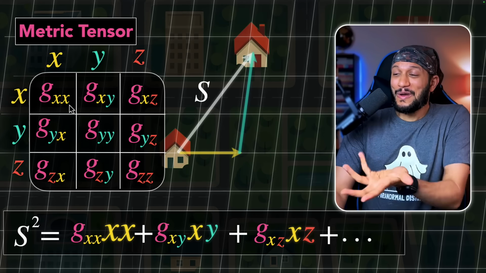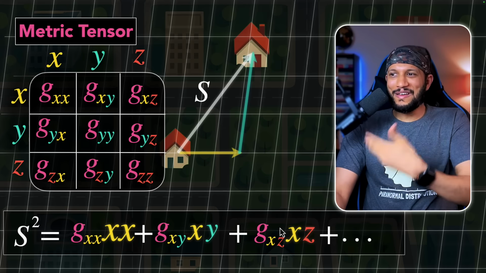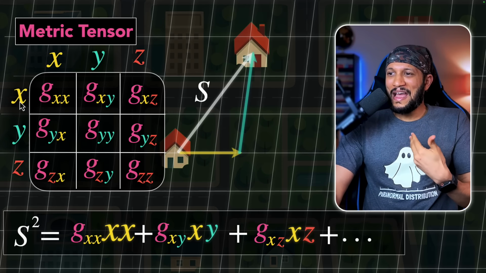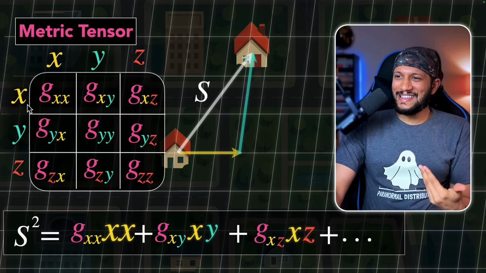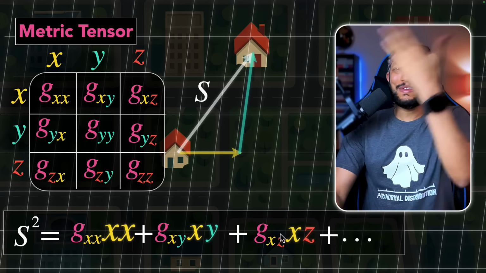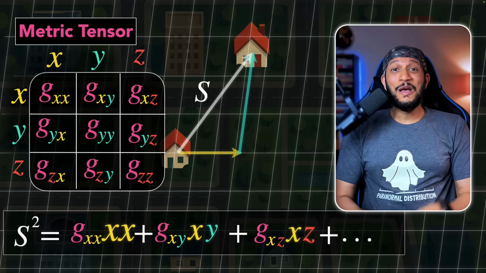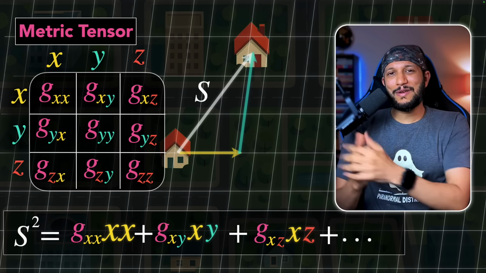And look, because we have written it so elegantly, it's easy to write the whole distance formula in 3 dimensions. It's going to be x into x times gxx, x into y times gxy, x into z times gxz, and so on and so forth. So that's why we write it so elegantly. So beautiful, isn't it? So Mahesh, can you now tell what the rank of the metric tensor is?